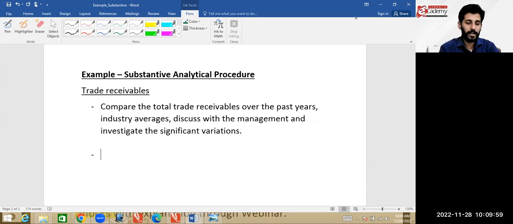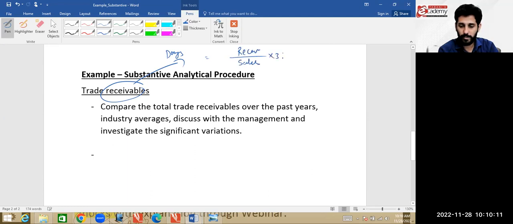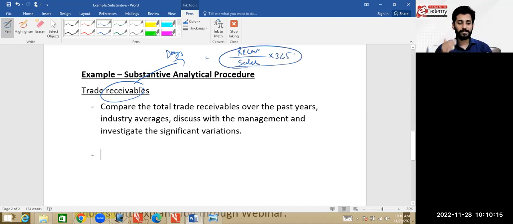Now, in the receivables, there are receivable days, right? And how it will be calculated, that is receivables over sales multiplied by 365 days, and that means there will be the days. If you are agreeing on those days from the past years, that means you are assuming that receivables and these figures are correct.